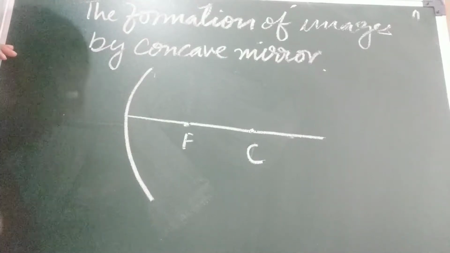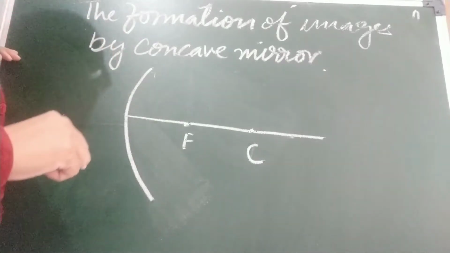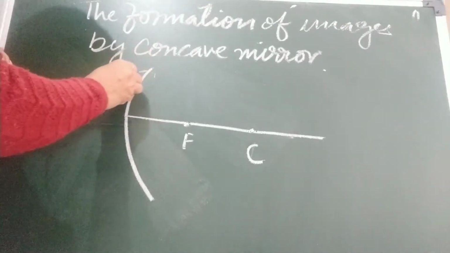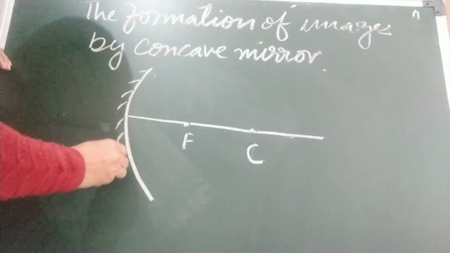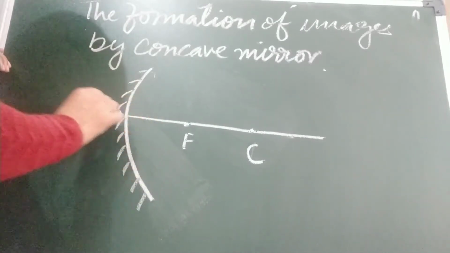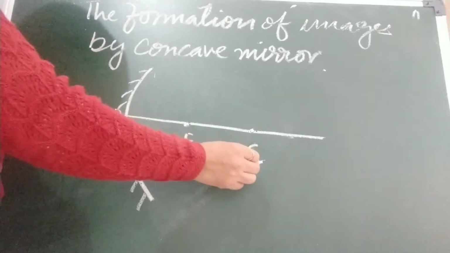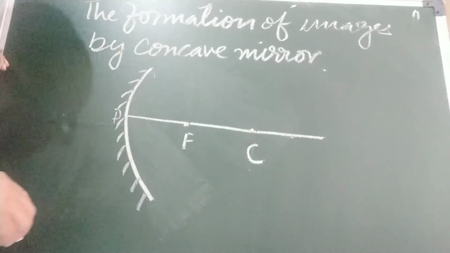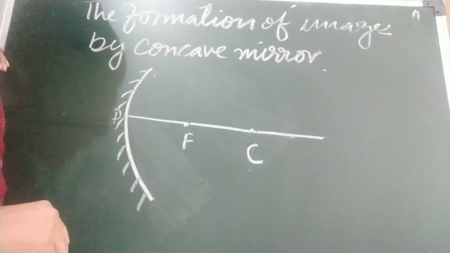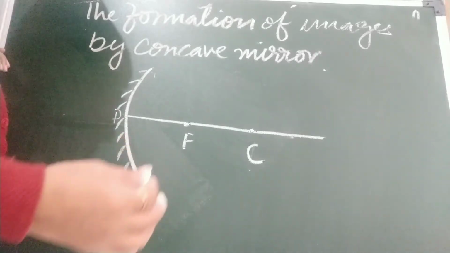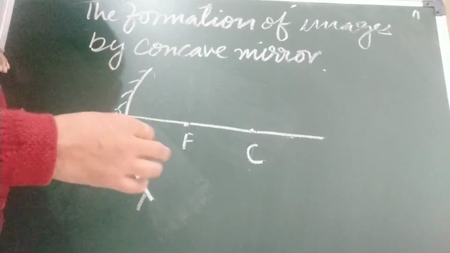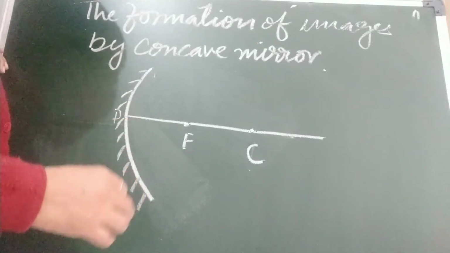Hello children, today we are going to discuss the formation of image by concave mirror. I have drawn this concave mirror here, painted from the back side, and this is principal axis, this is pole, this is focus, this is center of curvature. Now we are going to place the object at different positions and we will see where the image is forming, what kind of image it would be, what are the characteristics of the image, all we will see.